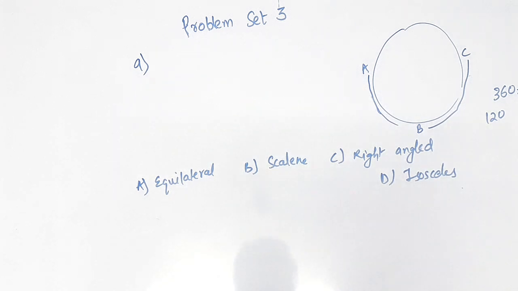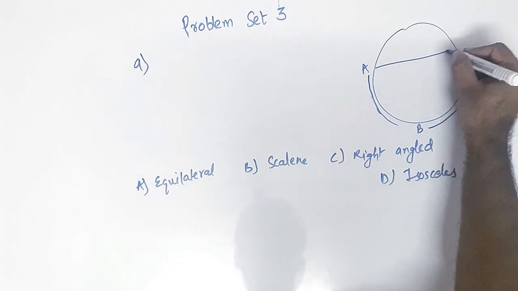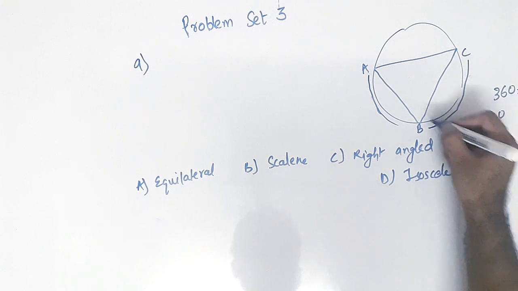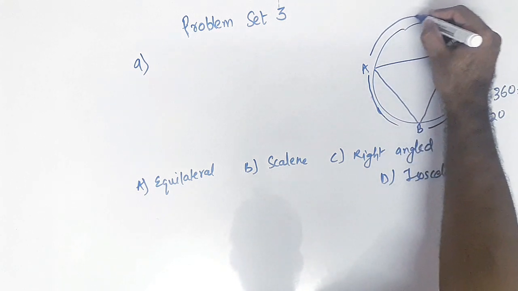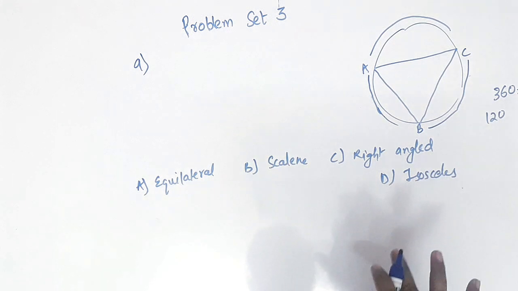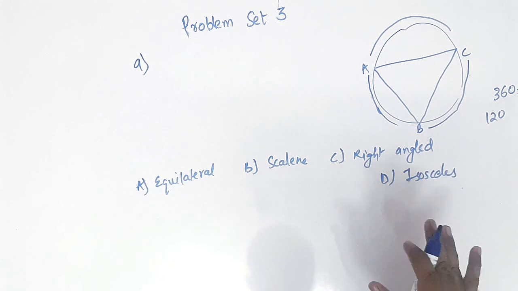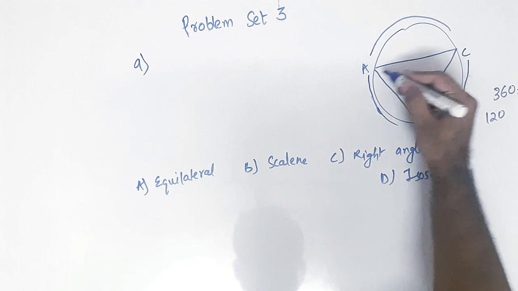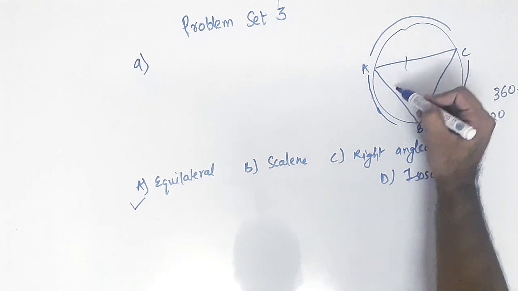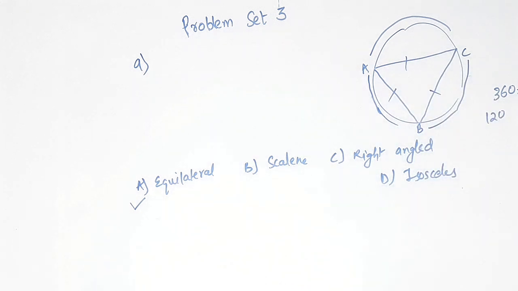They have asked which type of triangle is triangle ABC. So I'll first draw triangle ABC, and if this is 120, this is 120, this is also 120. So all three are 120. Because all three are 120, this triangle becomes an equilateral triangle, because all three sides will be congruent to each other. Very simple.